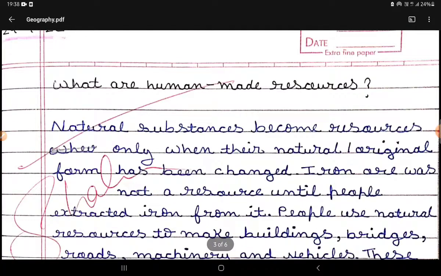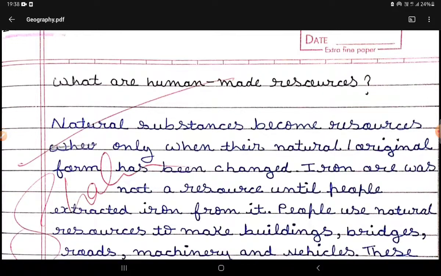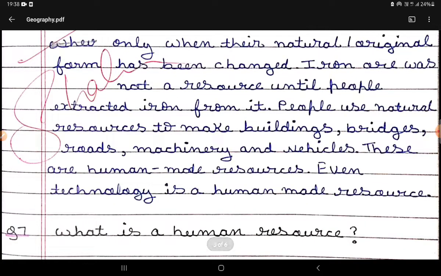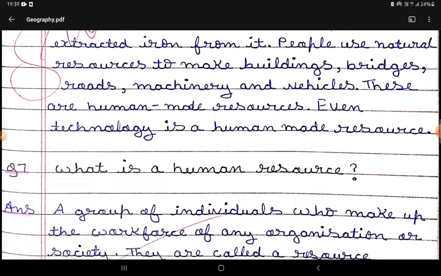Okay. Next is, what are human made resources? Natural substances become resources only when their original form has been changed. Iron was not a resource before people knew how to extract iron from it. You know it, I explained it in the chapter also. And people use natural resources to make buildings, bridges, roads, machinery and vehicles. These are human made resources. Even technology is a human made resource, because people gathered knowledge and then made technology.